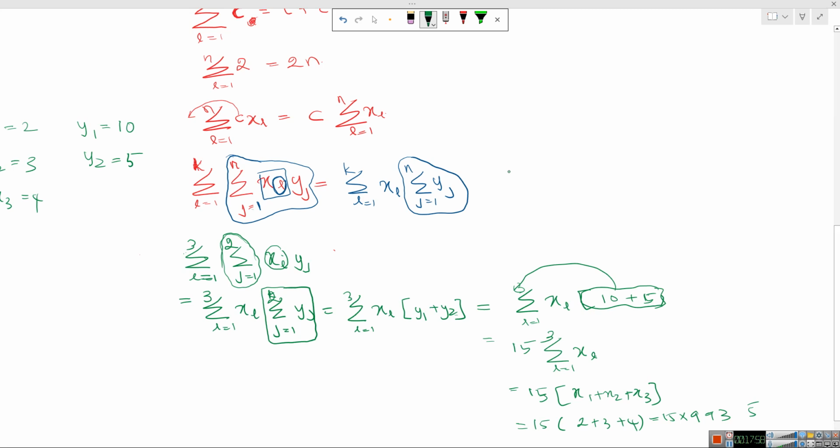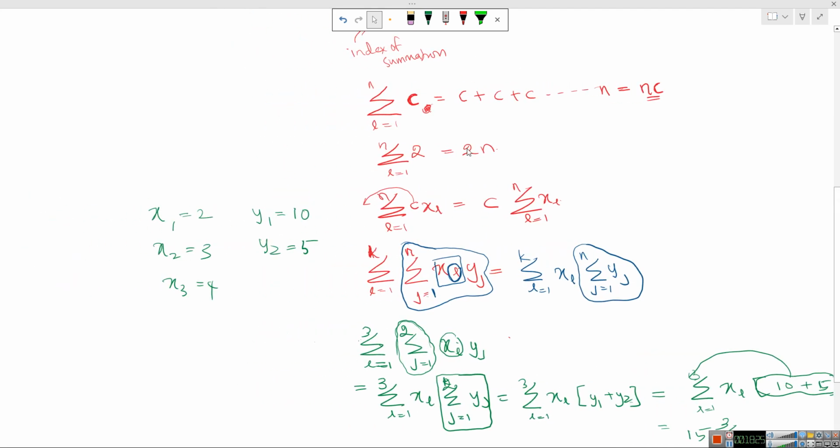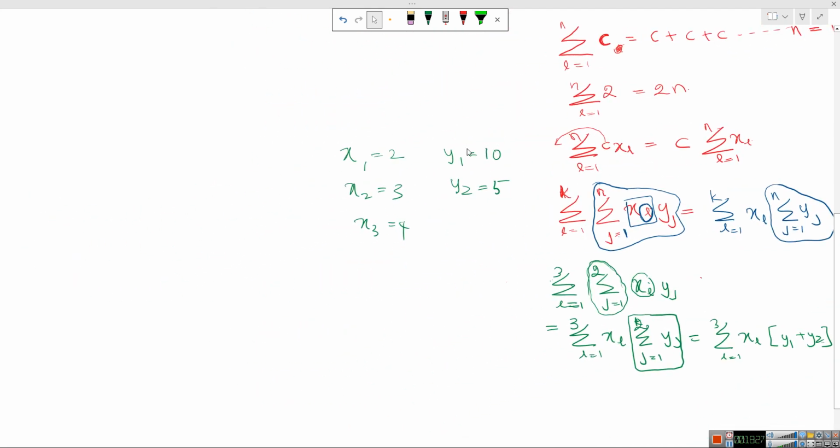15 times 9, right? So this is 9. 15 times 9 is equal to 135. Yes, I am correct. So the answer is, let me write this beautifully here, 15 times 9 is equal to 135. So this is how this should be done, right? So far I have discussed these things.